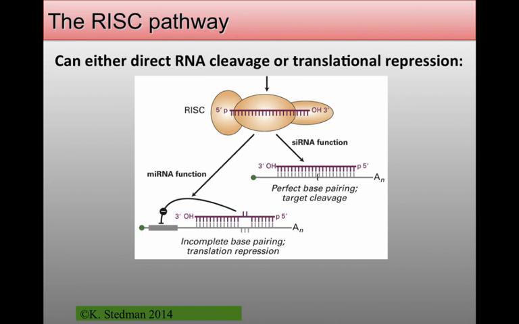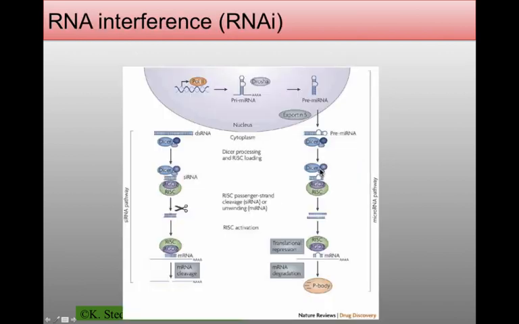This all depends on whether you have a perfect match to your RNA sequence or a slightly imperfect match. And so in the case of the microRNAs, you should have a couple of bases that don't match. This will lead to translational regulation, whereas if you have a perfect match, then this leads to degradation. That's the process shown here. Your microRNAs lead to repression. Your siRNAs lead to messenger RNA cleavage.